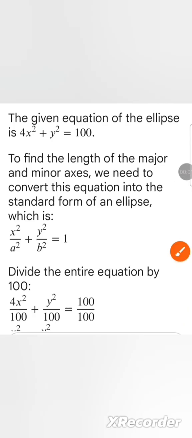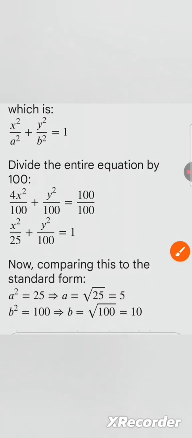Take up sum number 2 part 2. Find the length of the major axis and minor axis for the ellipse 4x square plus y square is equal to 100. Dividing both sides by 100, we get 4x square by 100 plus y square by 100 is equal to 1. So it is coming into the form x square by 25 plus y square by 100 is equal to 1.